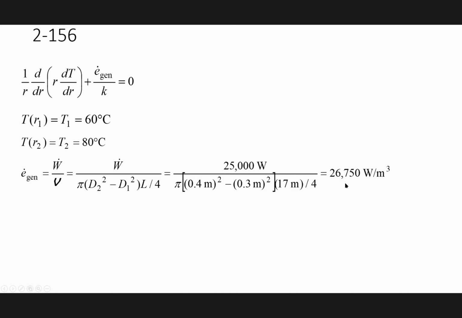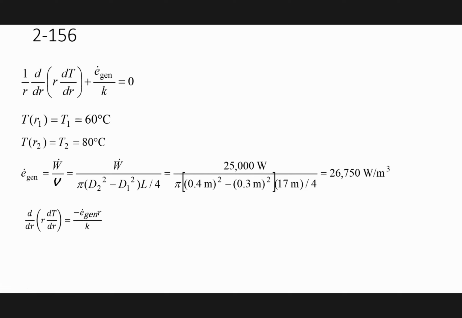Therefore, now we have 26 kilowatt, or 26,550 watt per square meter. That's my heat generation. I can replace this one here and integrate the equation between these two boundary conditions.